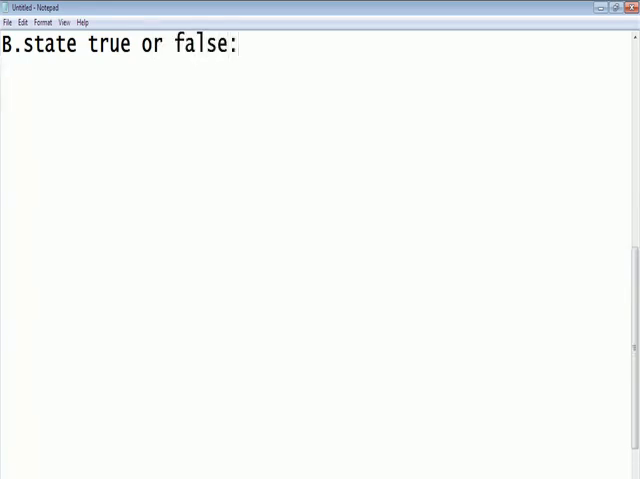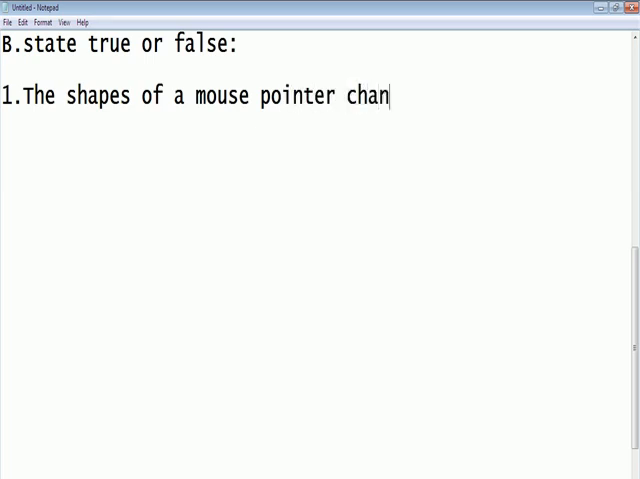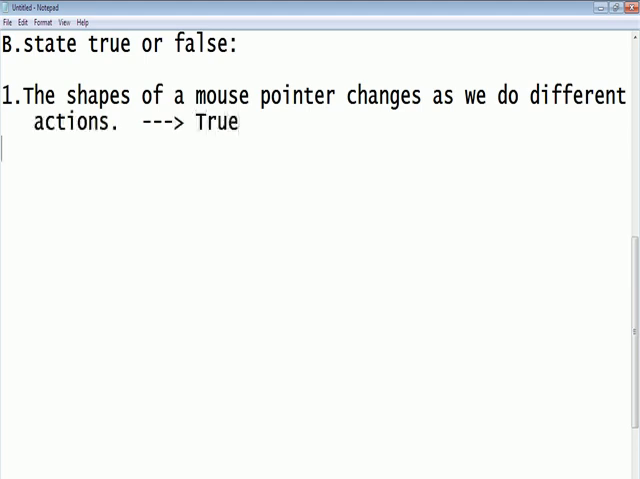So the first question is the shape of a mouse pointer changes as we do different actions. So the answer for this question is true.